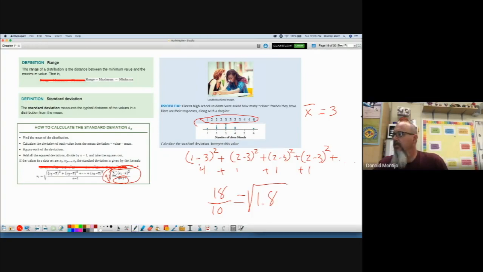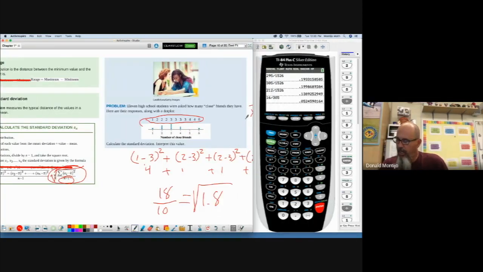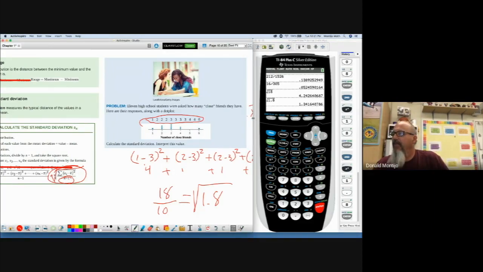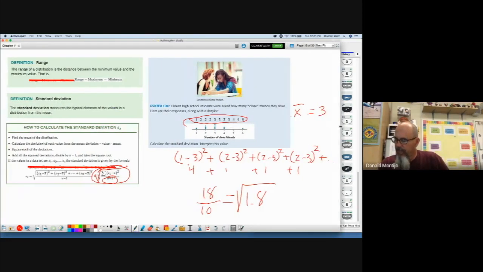I do not know what the square root of 1.8 is, but that's okay, because I can do that here. So I'm going to do the square root of 1.8. Whoops, it helps if you put the decimal in. The square root of 1.8 equals 1.34. Okay, so my spread, or my standard deviation, is 1.34 for this example. What did I find out? On average, each person is 1.34 friends away from the mean of 3 friends. That's what the standard deviation is telling us.